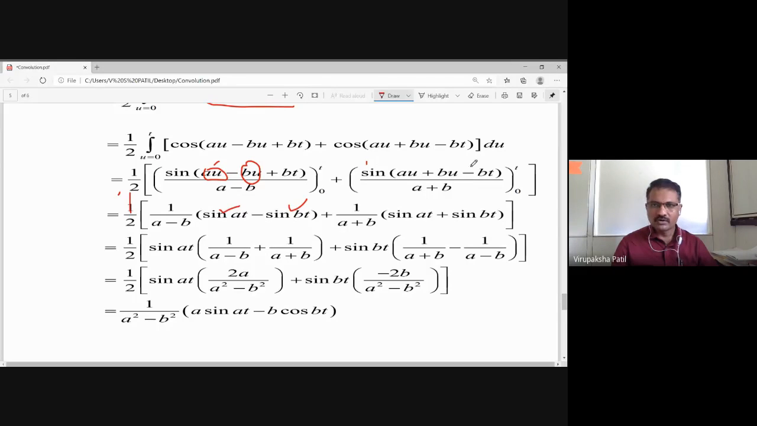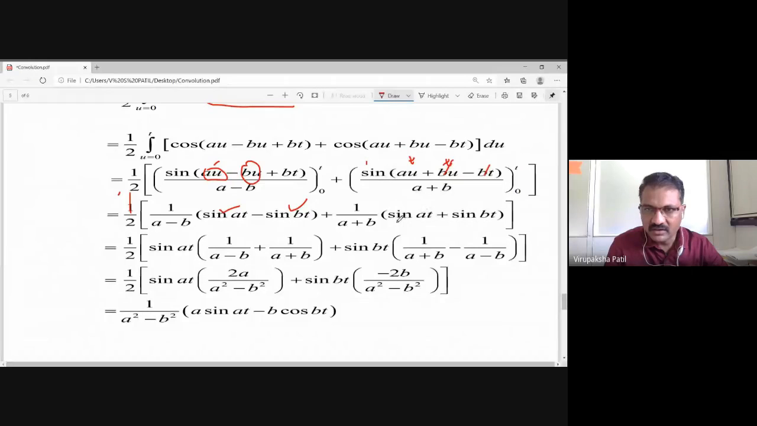Here you have to put the limits, upper limit and lower limit, by the definite integral properties. So 1 divided by a plus b is constant. I have taken this outside. Then put the upper limit. Wherever u is there, you put t. If you put u is equal to t, this becomes sine of at plus bt minus bt. Again, this gets cancelled. You are left with sine at, because you have substituted u is equal to t here. So it becomes sine at, which you have written here.